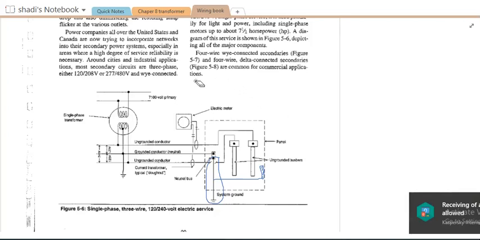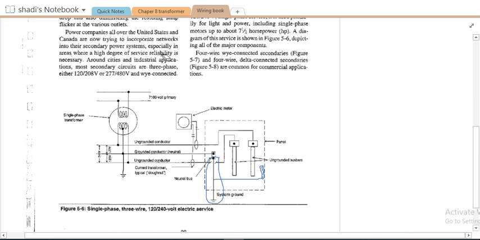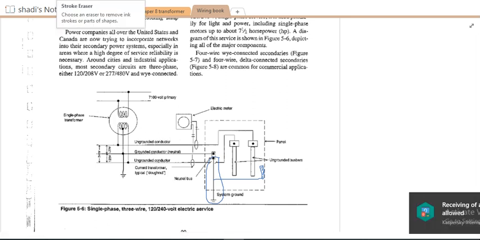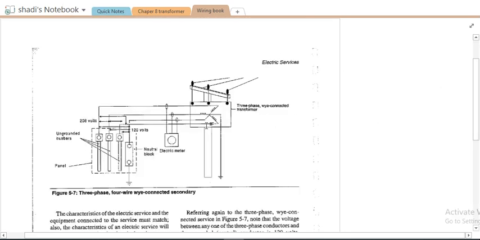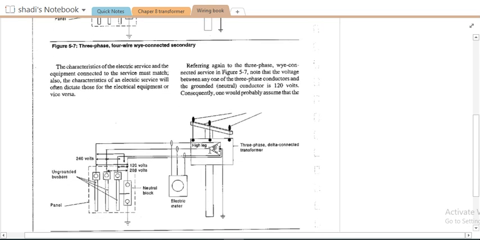Okay, good. So now we finished this part, where we have a single phase transformer and a single phase three wire system. Let's move to the other connection. The other connection is we have the Y and we have the delta.